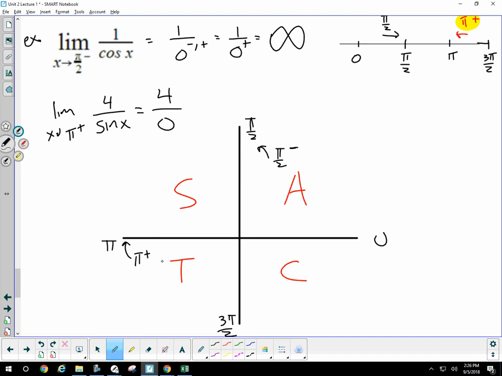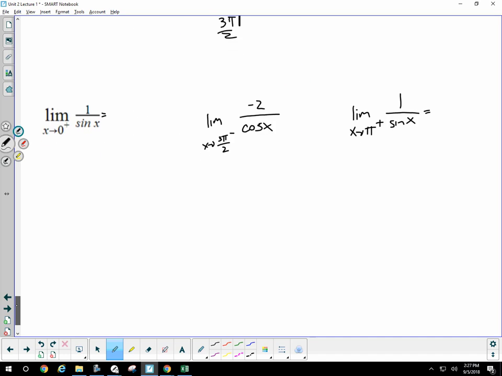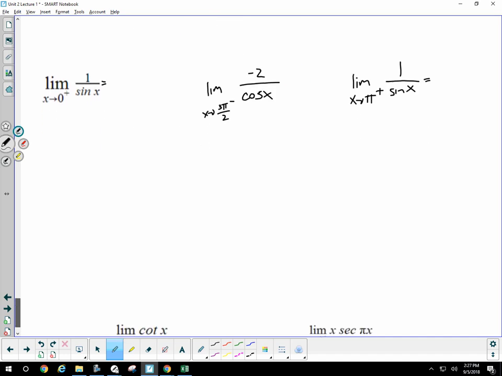Well, in the 3rd quadrant, distances are going down. So I'm approaching 0, but all of my sine values are negative, and we're approaching 0 from the negative side, which means around this asymptote, we're approaching negative infinity. Okay. Do these 3. Go.